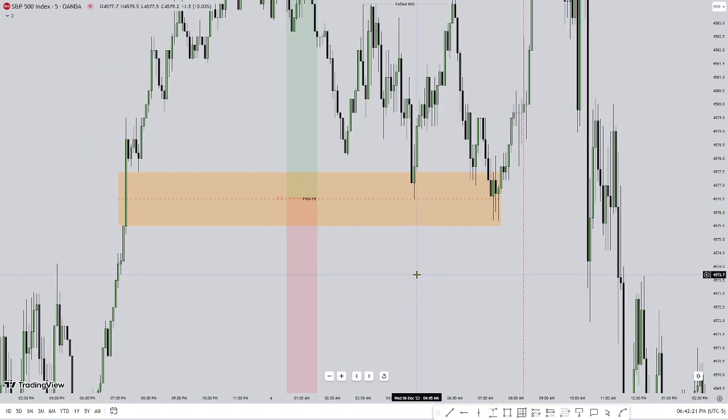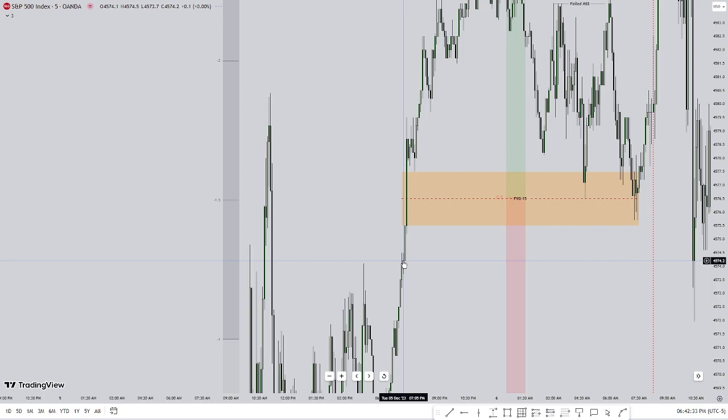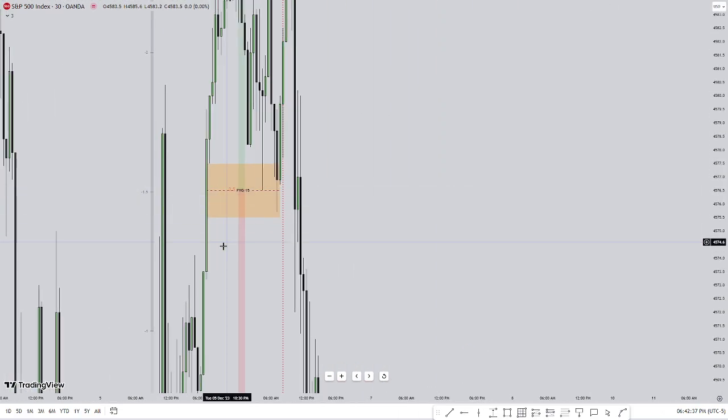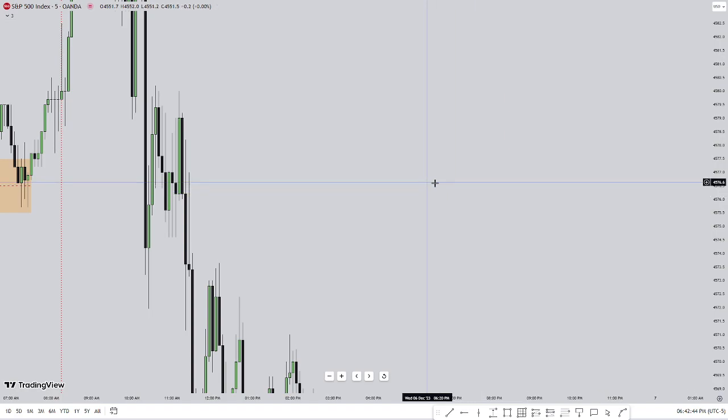Okay. Now, is that considered a high time frame fair value gap? Yes and no. If we're trading from the 3-minute, yeah. But at the 5-minute, it should be the 30-minute fair value gap that we're looking for. But do notice this is technically in the 30-minute. So to me, it's valid. Okay.